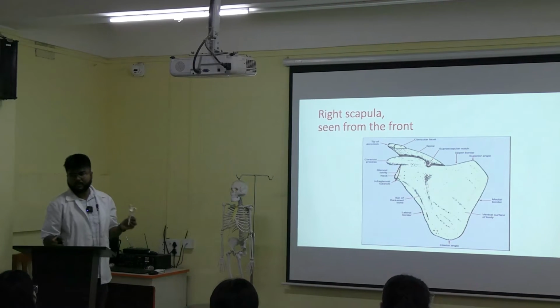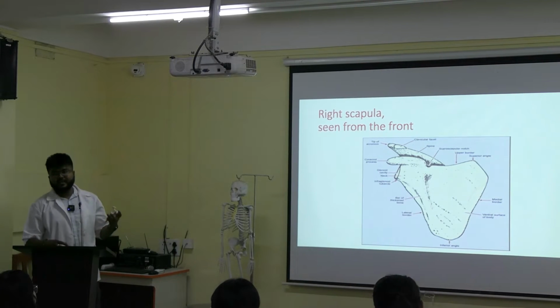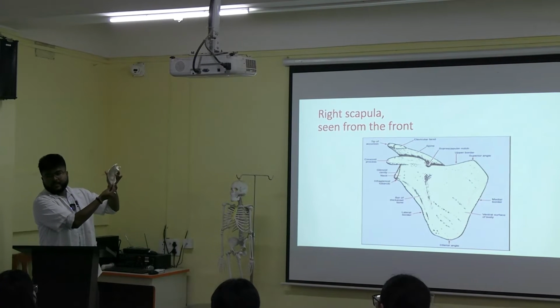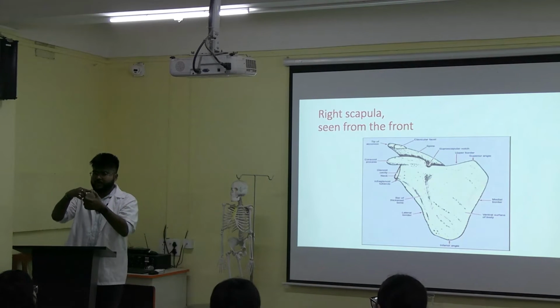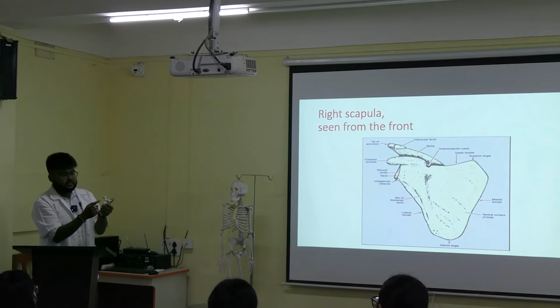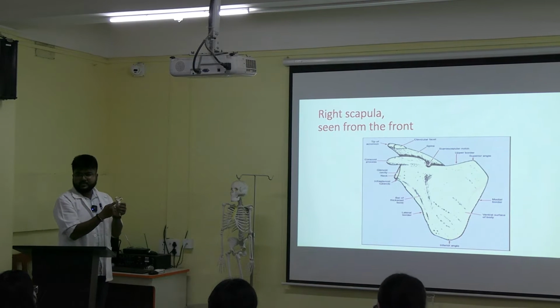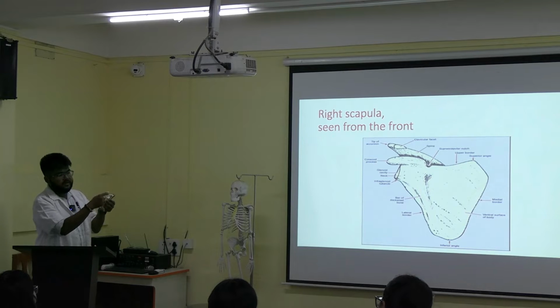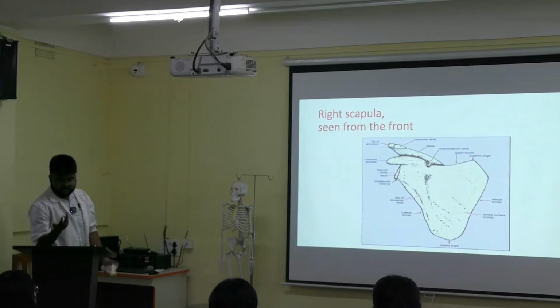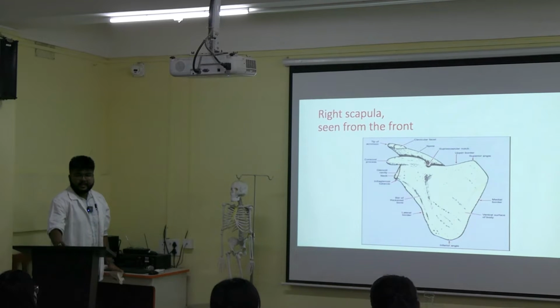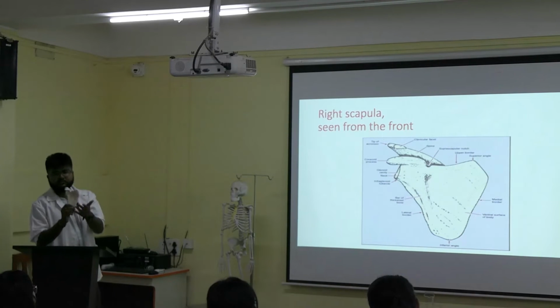So there are three borders along with three angles. See, there is one angle present. What is this angle called? Inferior angle. Another one is the superior angle. Another one is the lateral angle. This lateral angle is covered by this cavity, which is called the glenoid cavity. So there are three angles, three borders and two surfaces.